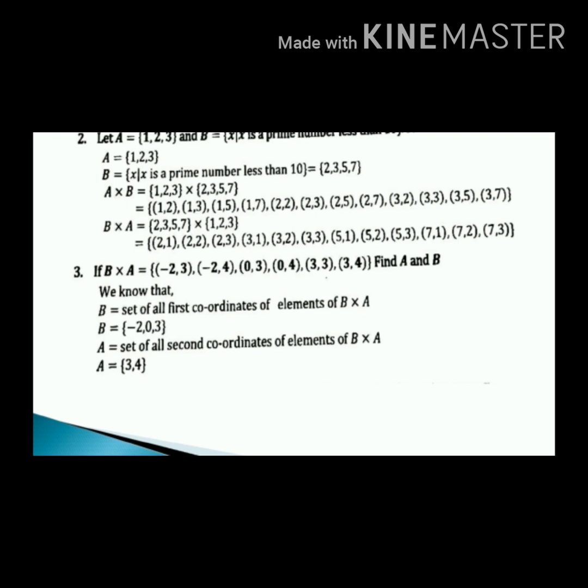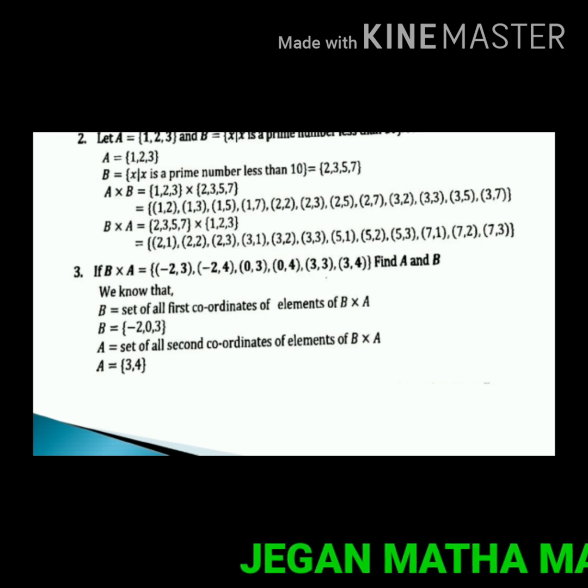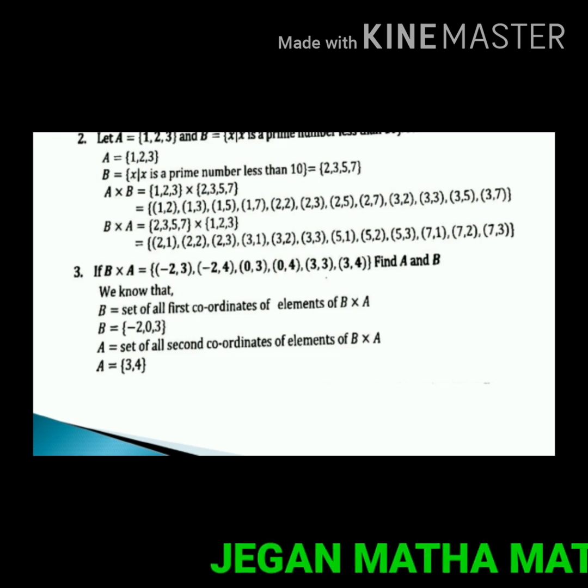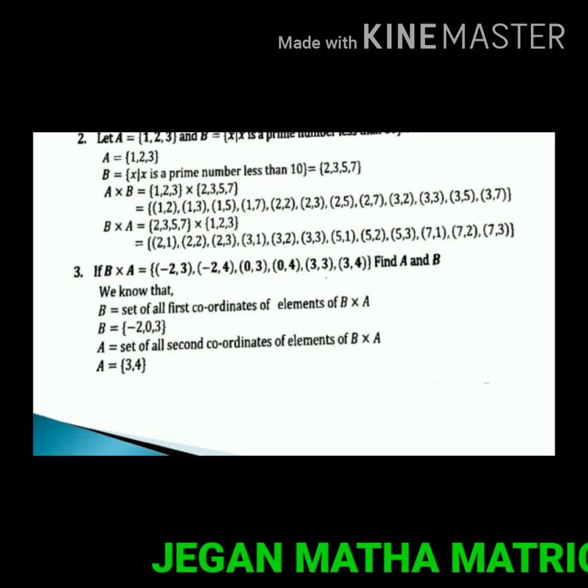In the third one, B cross A is equal to {(minus 2, 3), (minus 2, 4), (0, 3), (0, 4), (3, 3), (3, 4)}. Find A and B. Here B cross A is given. So B is the set of all first coordinates of elements of B cross A. So B set contains three elements: minus 2, 0, 3. Repeated numbers are not needed. Then A set is the set of all second coordinates of elements of B cross A. So A contains two elements, 3 and 4.